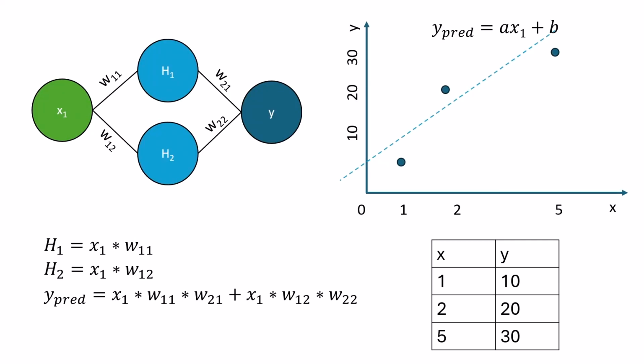So I will start with the simplest example. We have x and y. X is equal to 1 to 5, y is 10, 20, 30. For this audience, I don't have to tell you, normally people do linear regression. Y is equal to ax plus b.